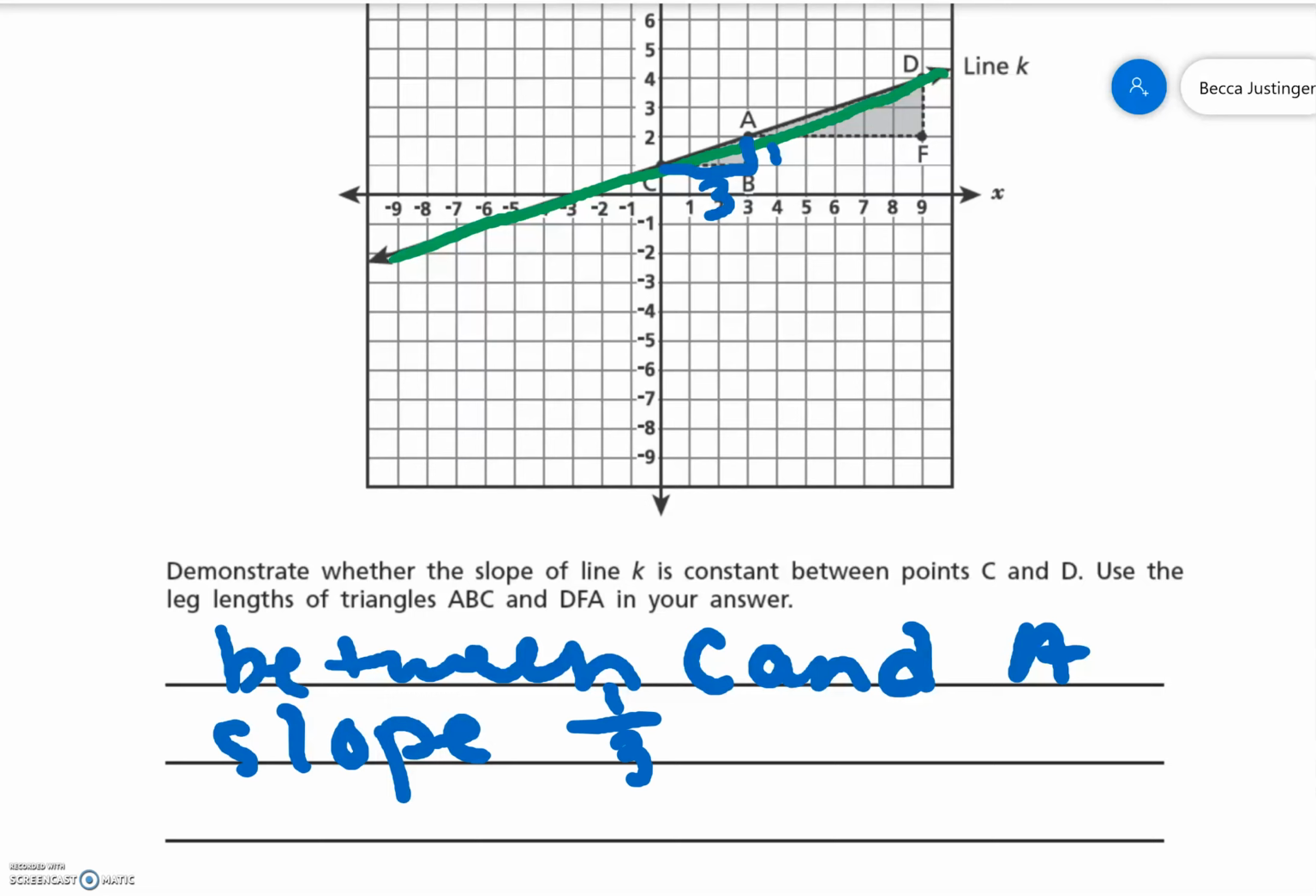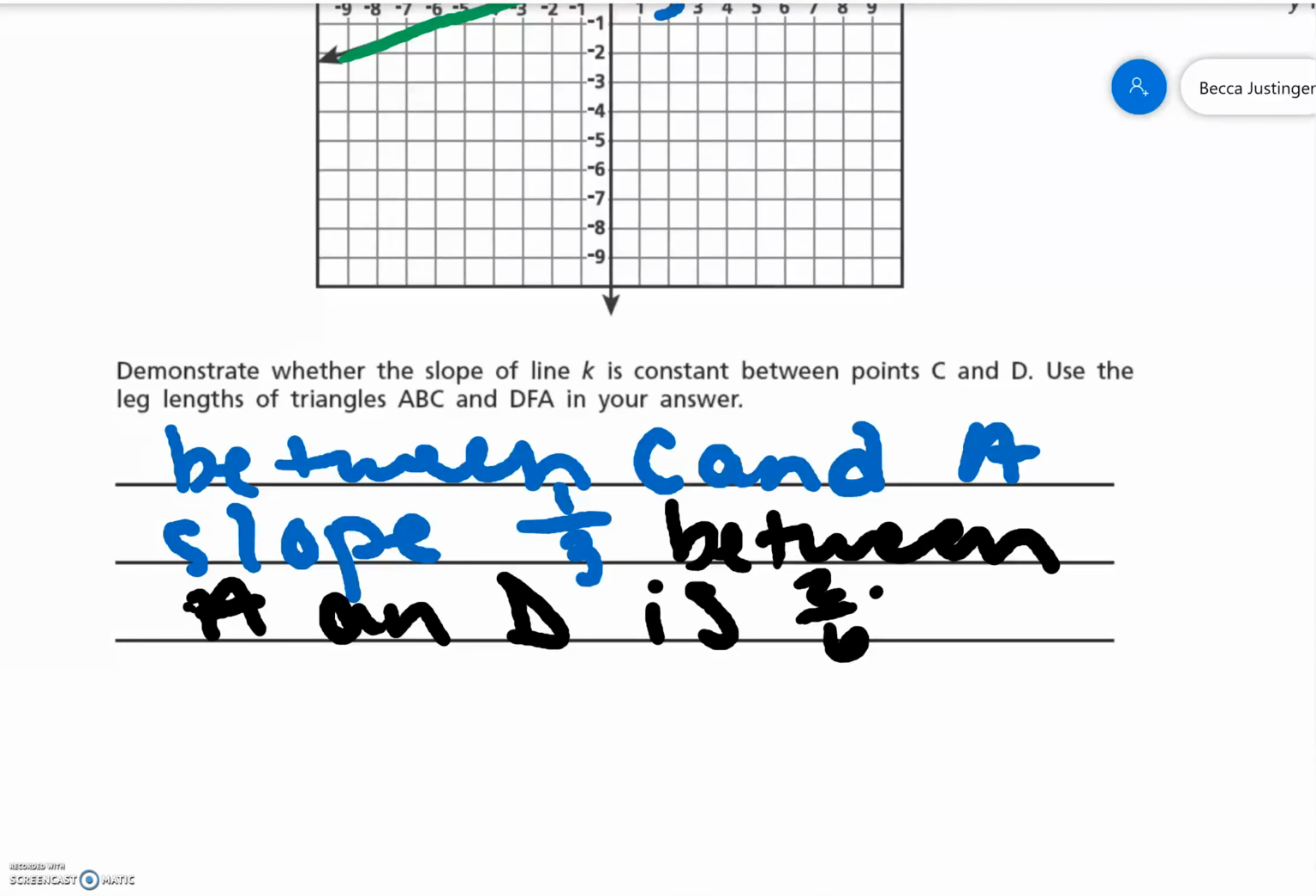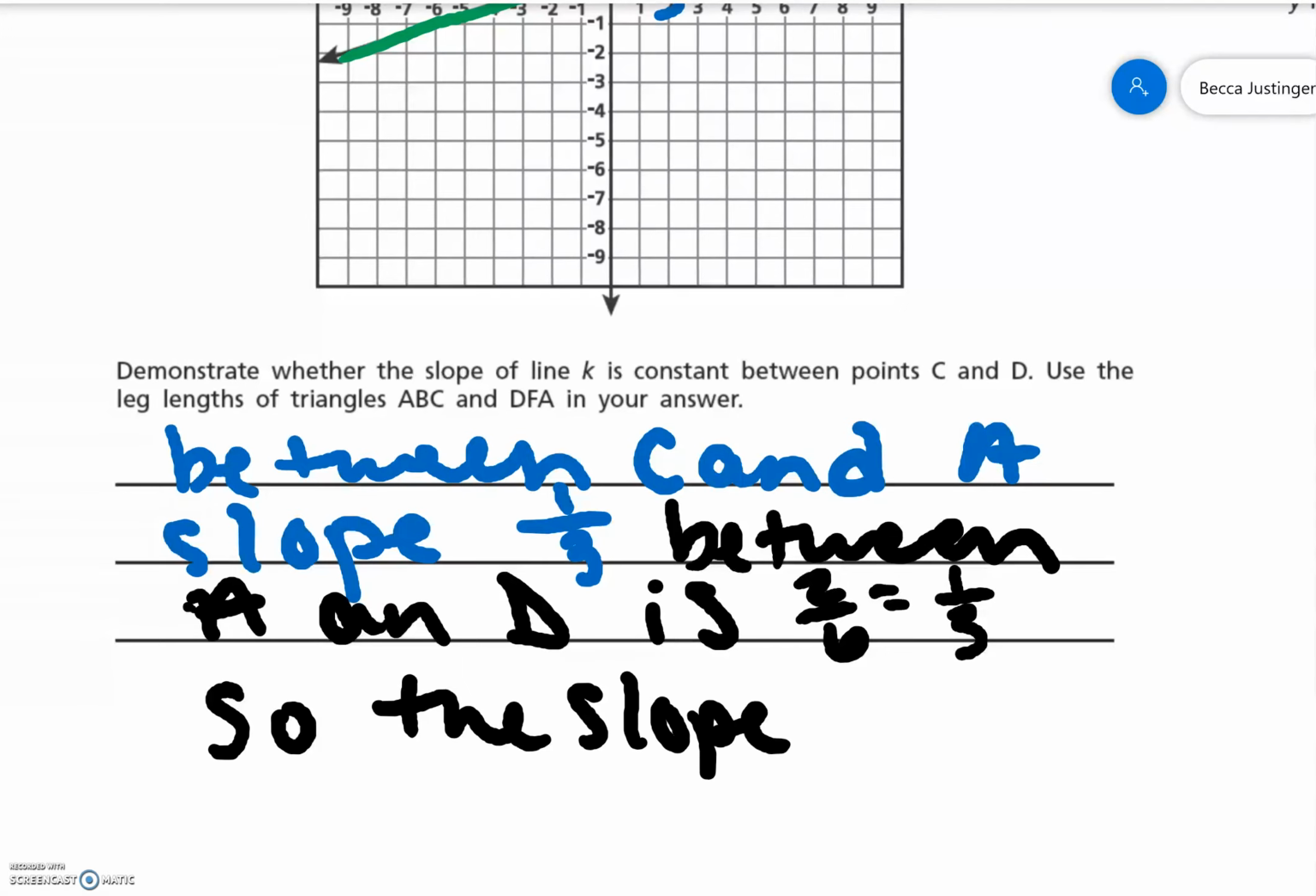Between A and D, the run is 1, 2, 3, 4, 5, 6, and the rise is 2. So between A and D is 2 over 6, which reduces, so it's also equal to 1/3. So the slope is constant.